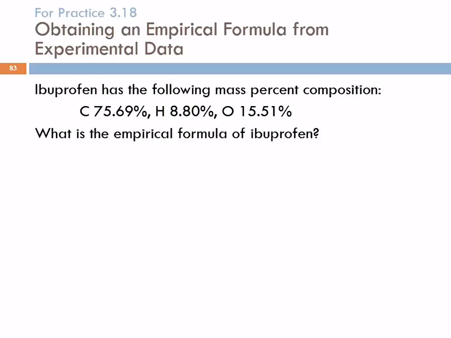Let's do another one. Here's my friend ibuprofen again. Ibuprofen has the following mass percent composition. What is the empirical formula of ibuprofen? So we're going to do a very similar process here, but we're not given masses. What we do is we just take the percent sign and eliminate that and write grams instead.